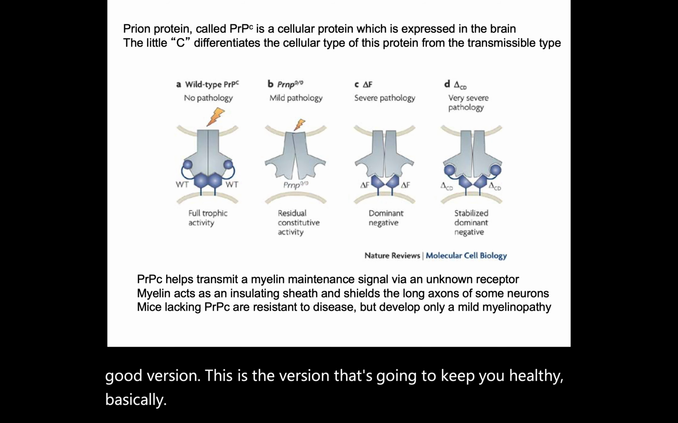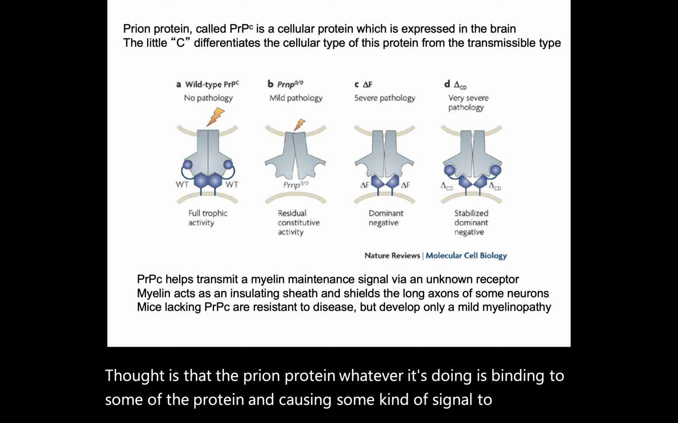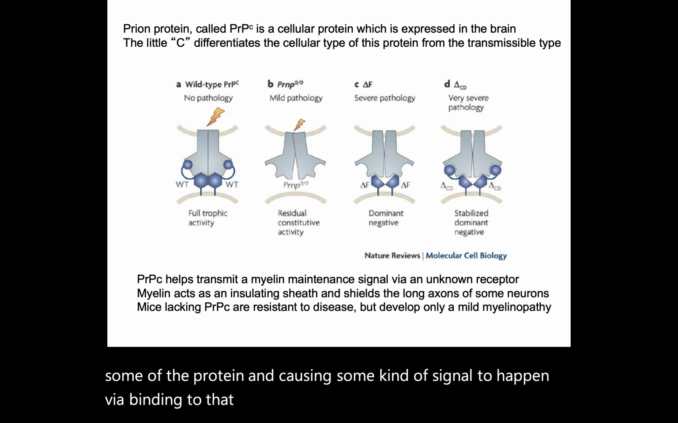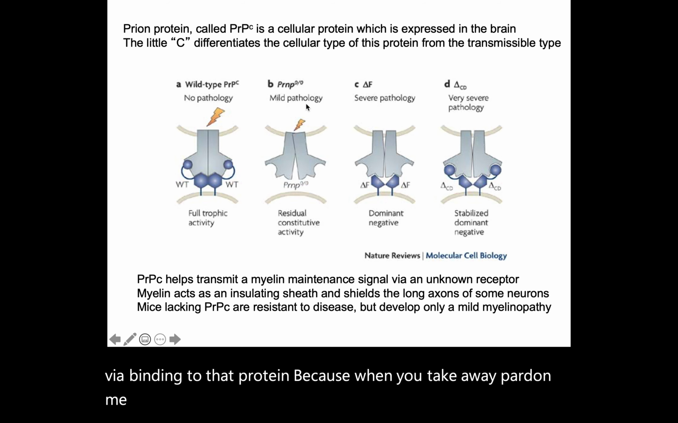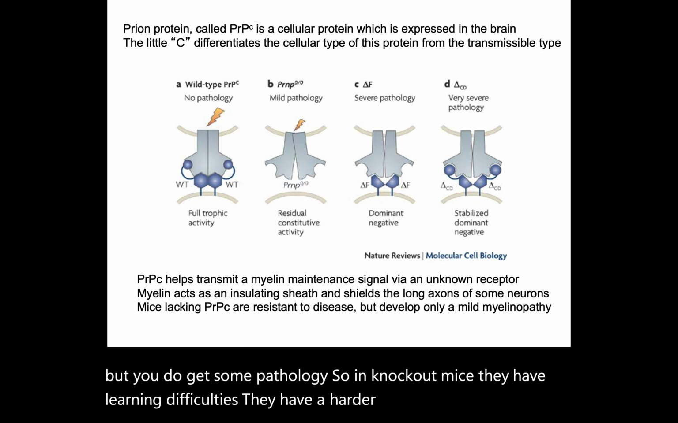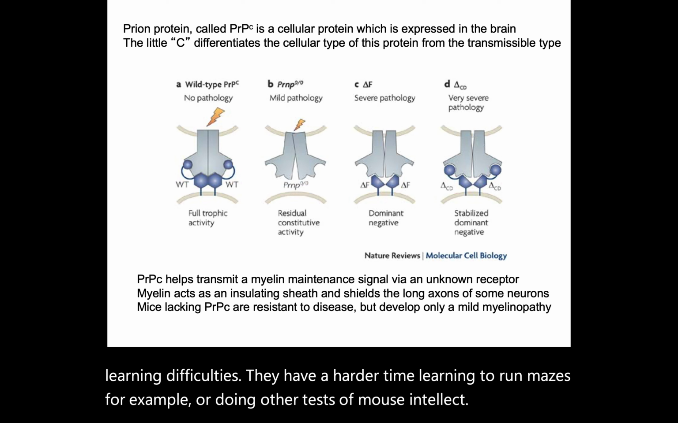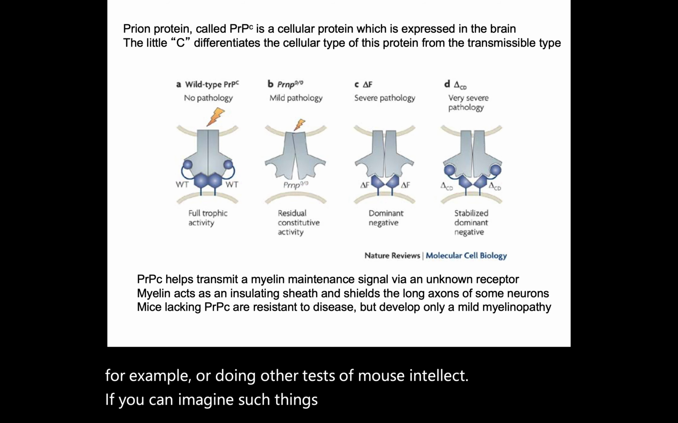So the current thought is that the prion protein, whatever it's doing, is binding to some other protein and causing some kind of signal to happen via binding to that protein. Because when you take away the protein, you still get a little bit of whatever that signaling is, but you do get some pathology. So in knockout mice, they have learning difficulties. They have a harder time learning to run mazes, for example, or doing other tests of mouse intellect. Yeah, if you can imagine such things, which mouse scientists definitely can.